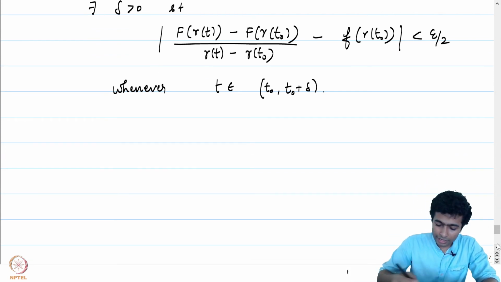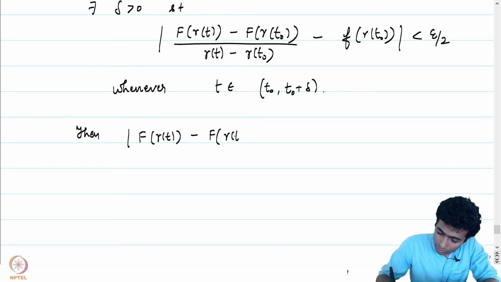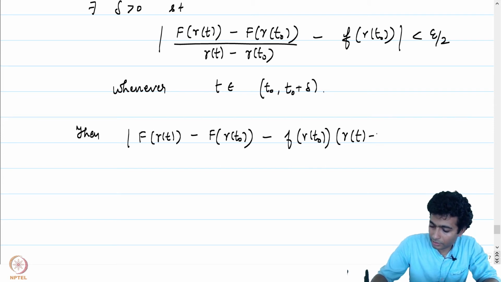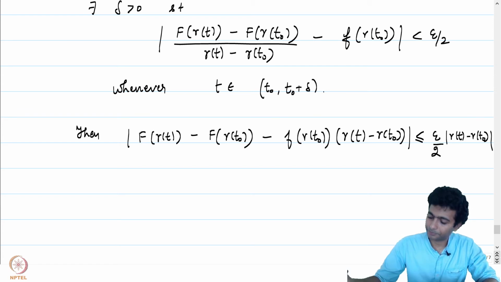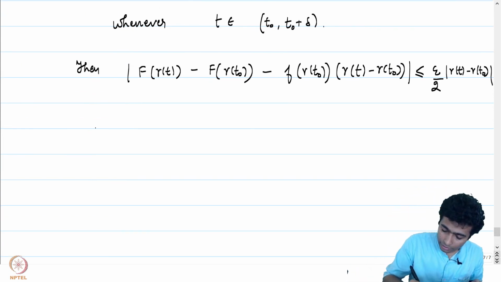And rewriting this, what do we have? Then the absolute value of capital F of gamma of t minus capital F of gamma of t naught minus f of gamma of t naught into gamma of t minus gamma of t naught is less than or equal to epsilon by 2 times the absolute value of gamma of t minus gamma of t naught. Now let's focus on the term here, f of gamma of t naught times gamma of t minus gamma of t naught.